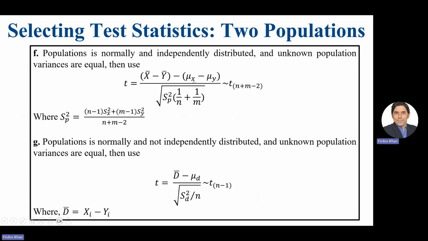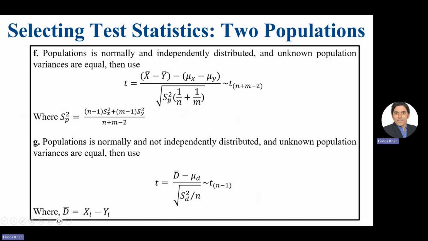Again, the same in the numerator and denominator, you can say Sp square, the pooled variance, n to 1 divided by n plus 1 divided by m. n is the sample size from the first population and m is the sample size from the second population, where Sp square is equal to, you can say, the weighted variance. We call this the pooled variance. So you can see n minus 1 into s square x plus m minus 1 into s square y, divided by m plus n minus 2.